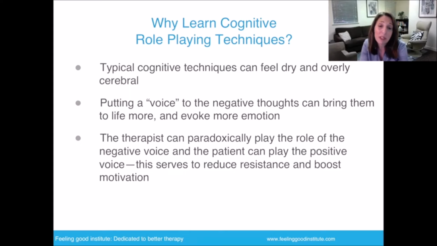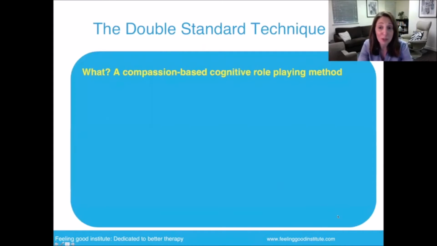What's good about this is it can paradoxically reduce resistance and boost motivation, because the patient is forced to take the role of the positive thoughts while the therapist argues the role of the negative thoughts. And finally, we find that when we do cognitive therapy role-playing techniques, change really occurs at an emotional level, at a gut level, rather than at a more cerebral level.